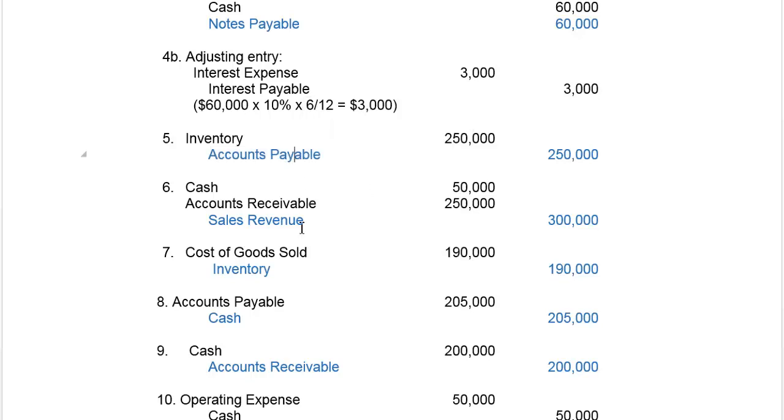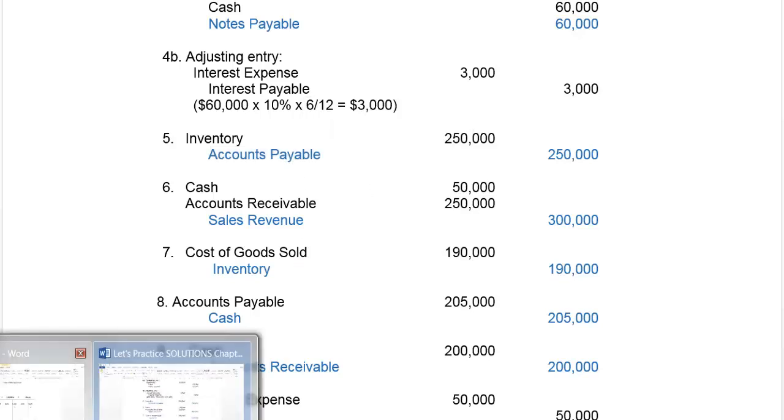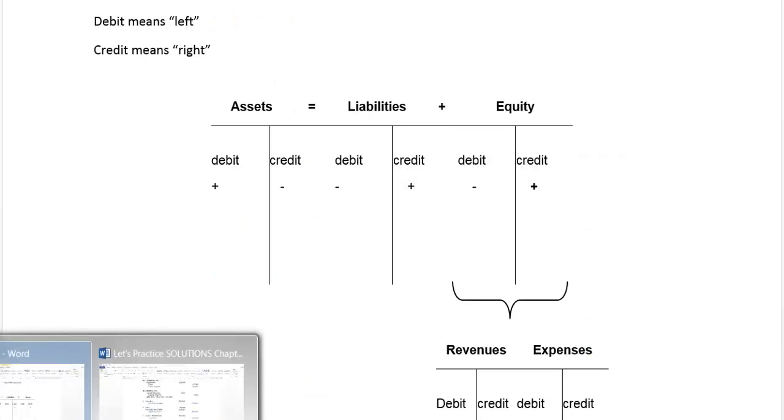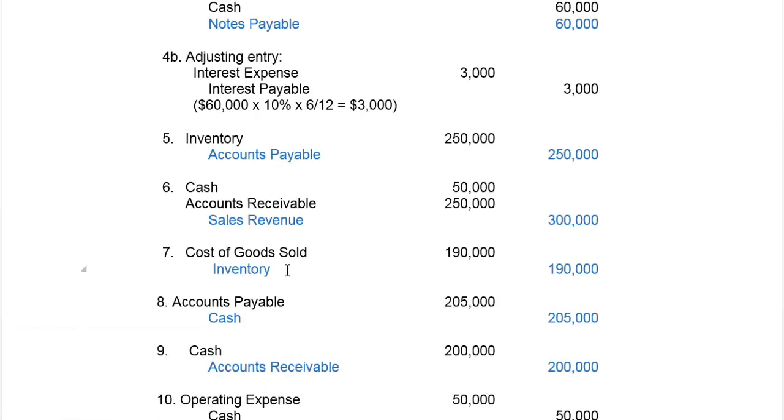So when your liability is going up, again, if you go back to your sheet here, your liability, when it goes up on the right, and right means credit. So what does that mean? That means that when an asset goes up, it's going to go up on the opposite side, which is the debit side, and debit means left.